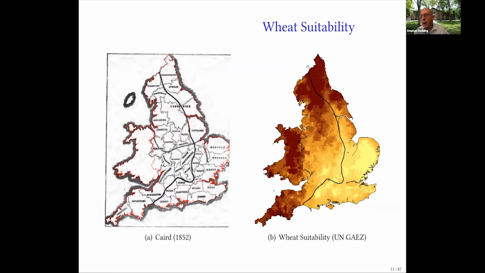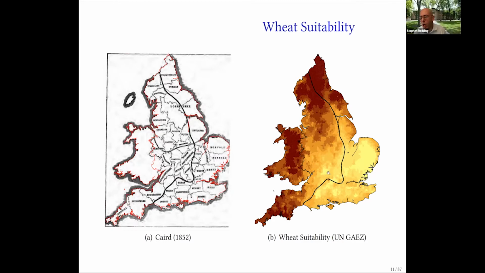In the right panel here, we've overlaid Caird's black line on top of the United Nations measure of the agroclimatic conditions, the suitability for the cultivation of wheat, where lighter yellow colors mean more suitable for growing wheat. And as you can see, the Caird line does capture this large-scale difference in agroclimatic conditions. And we're using here the low input rain-fed cultivation measure of wheat suitability, consistent with agricultural production in England and Wales at this time. But you also see this.